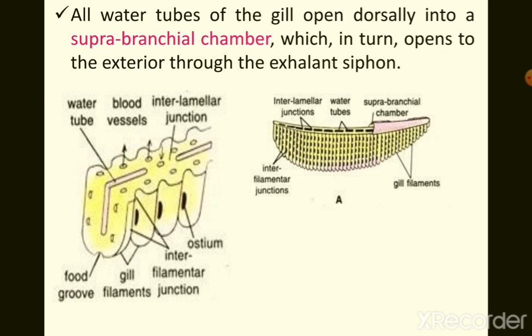We said the gills divide the mantle cavity into an inferior infrabranchial chamber, which is pretty large, and a smaller suprabranchial chamber. And here, this diagram A gives you a clear idea as to how the gill filaments are arranged, and the interlamellar junctions and the water tubes. These water tubes open into this suprabranchial chamber, and this suprabranchial chamber directly opens into the excurrent siphon through which the water is thrown out of the Unio.